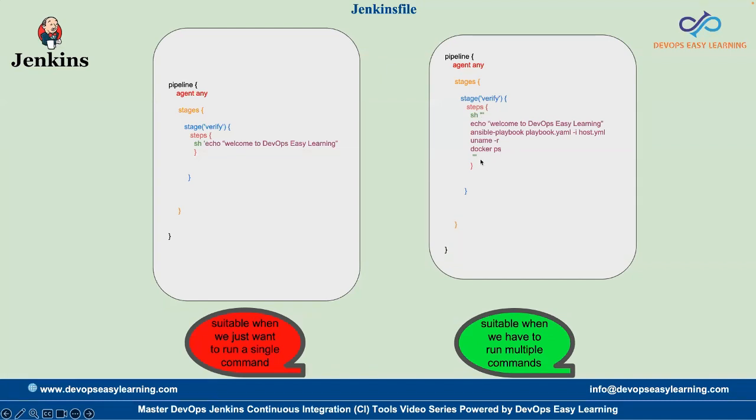Even if you want to run one command, it's better to keep that habit in the long run. Most of the time, you will barely see one command in a stage. It's always good to use the triple quote. Most of the Jenkins files that you will see have the triple quote.